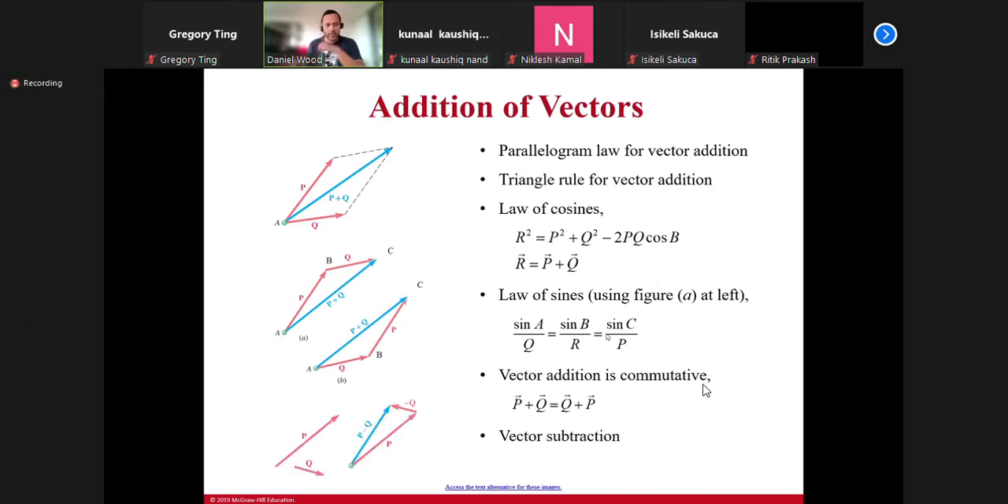And vector subtraction: if we've got a Q that is negative, it's just in the opposite sense to the original Q that was given. And so P minus Q is you flip the sign or the direction of Q, and that would give you vector subtraction.